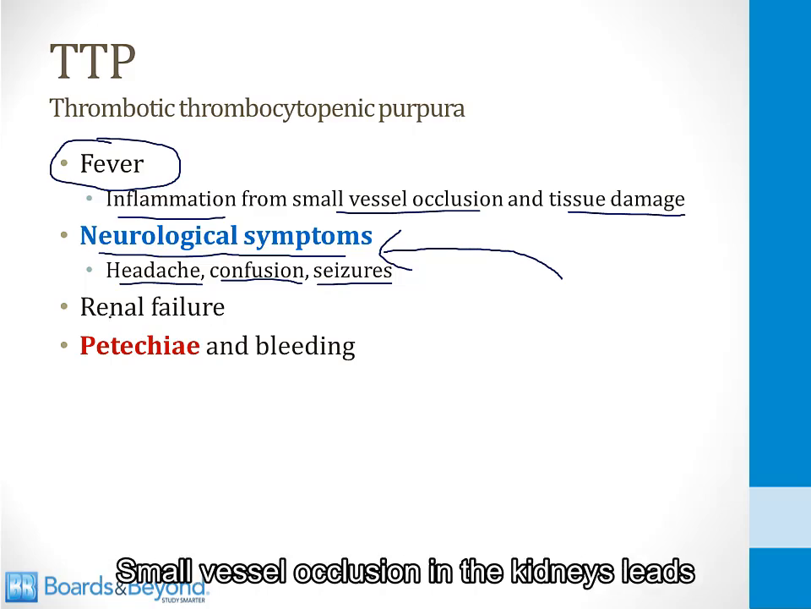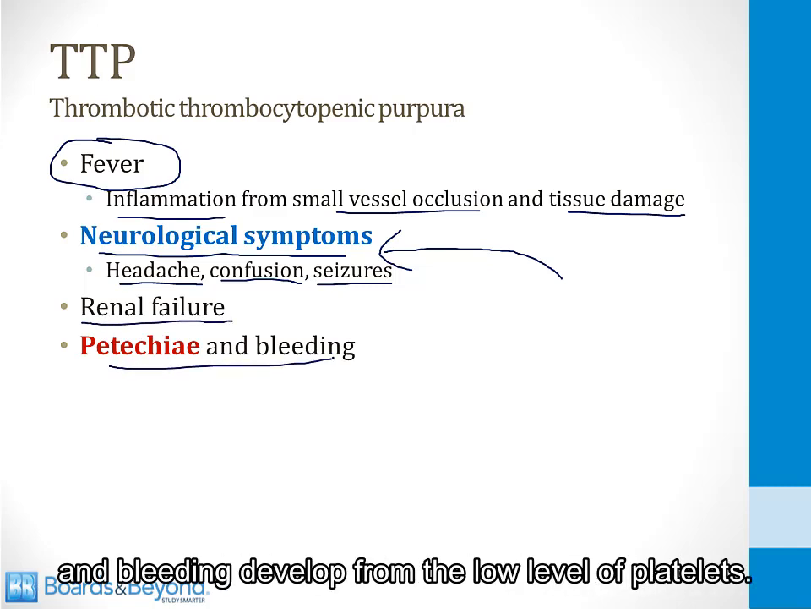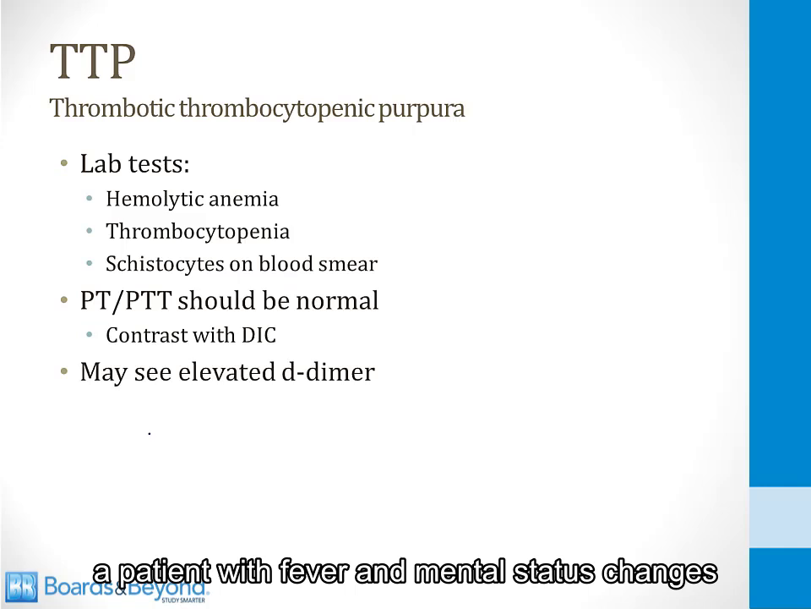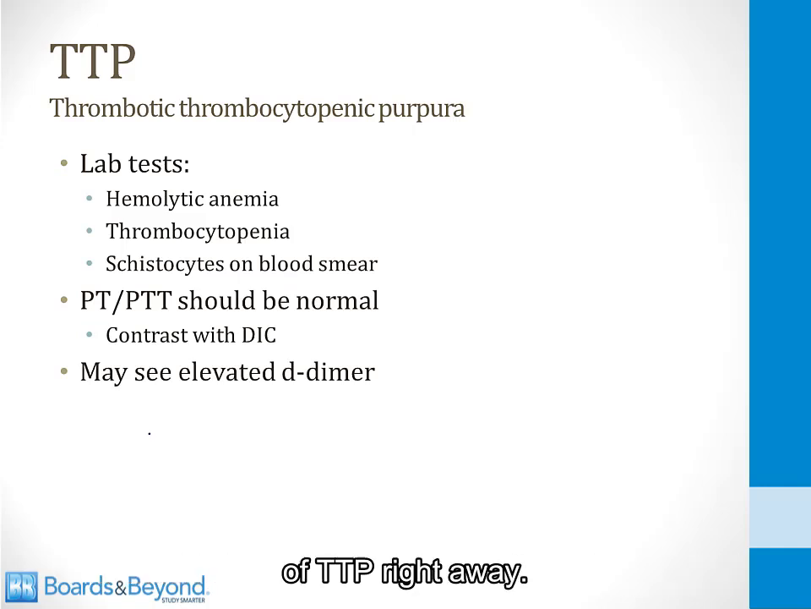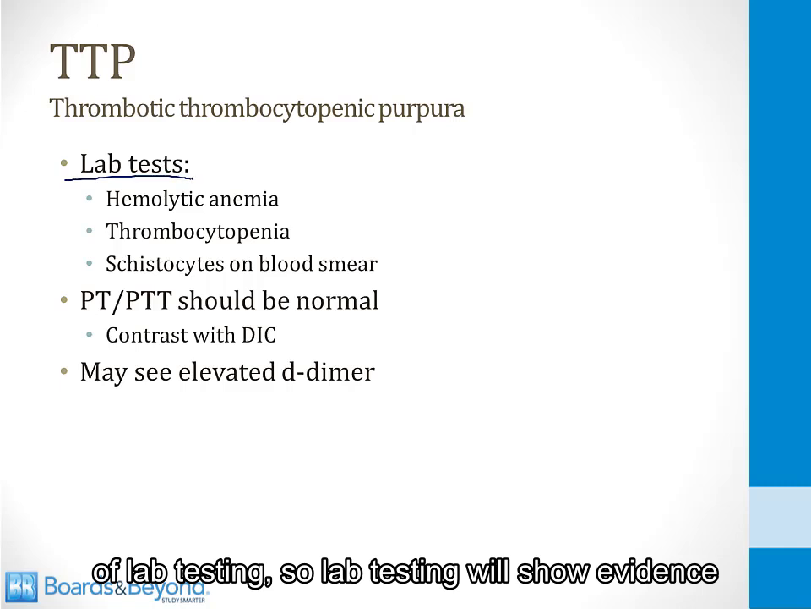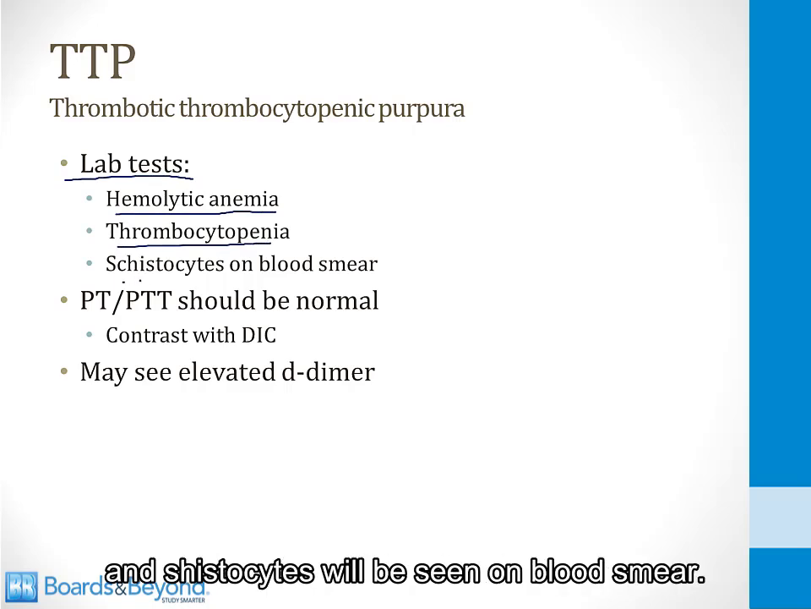Small vessel occlusion in the kidneys leads to renal failure, and then finally petechiae and bleeding develop from the low level of platelets. Now that clinical presentation is somewhat nonspecific. A patient with fever and mental status changes and renal failure doesn't necessarily make you think of TTP right away. What usually clinches the diagnosis is the results of lab testing. So lab testing will show evidence of a hemolytic anemia. There will be low platelets, as the name of the disorder implies, and schistocytes will be seen on blood smear.